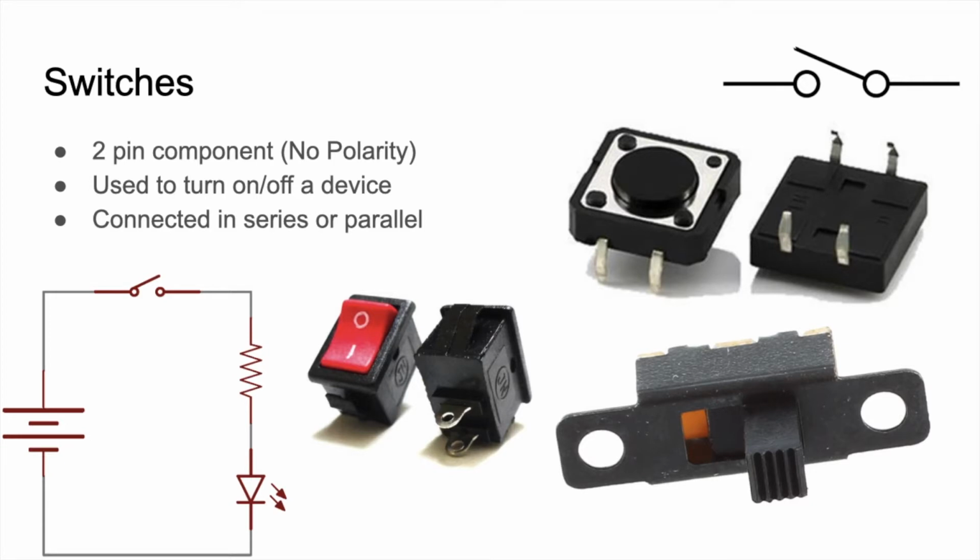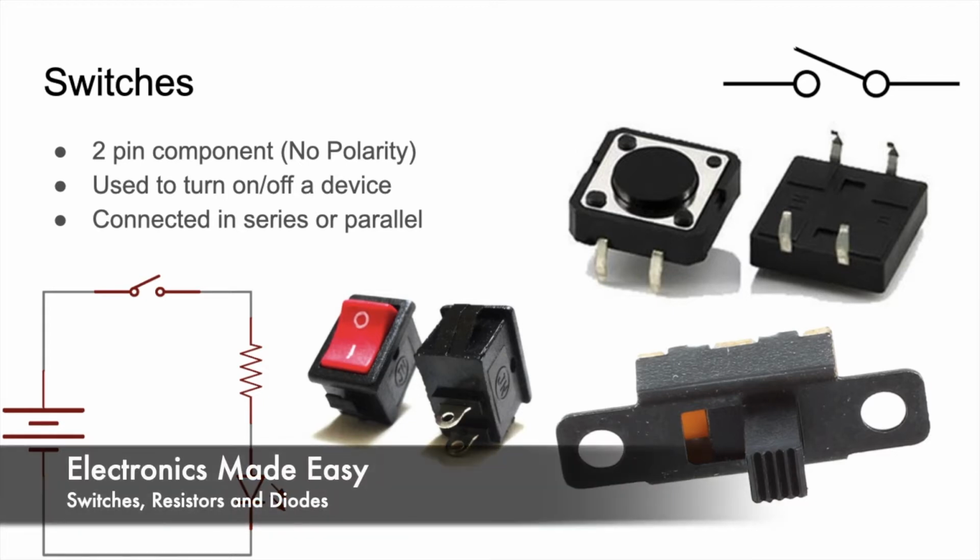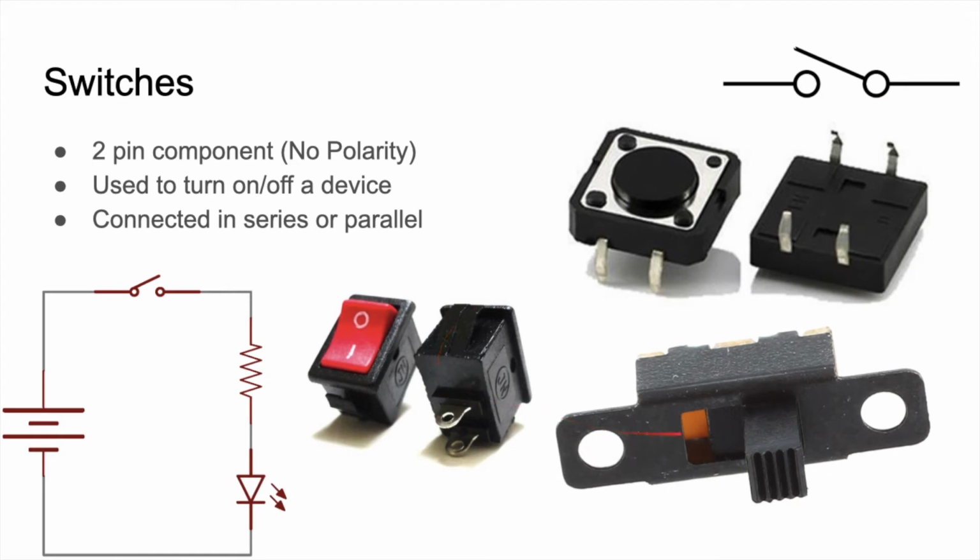So in today's video, we will be discussing three major components. We will first start with switches. As you can see over here, all these are switches and this is the circuit symbol of a switch. As seen in the circuit symbol, the switch has only two pins.